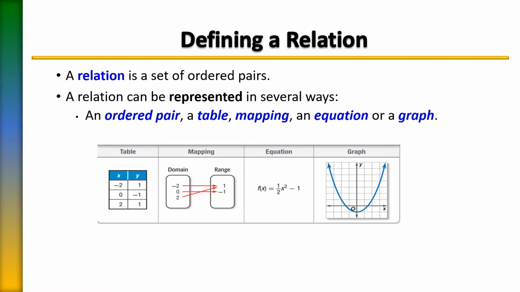You can show a relation using ordered pairs. You can show a relation using a table of values. You can show a relation by mapping. You can also show a relation in the form of an equation. And then you could also show a relation by graphing.